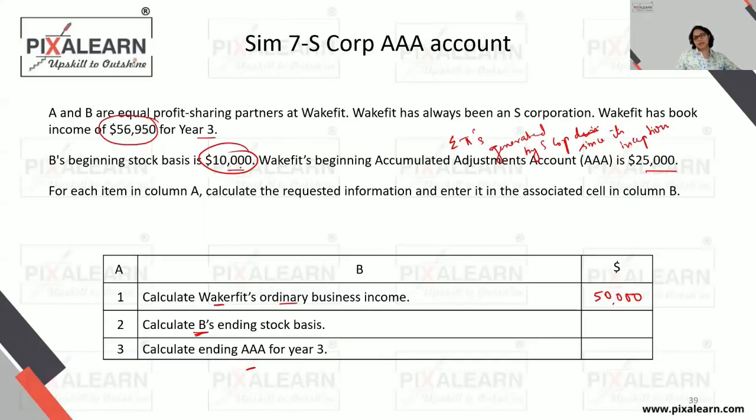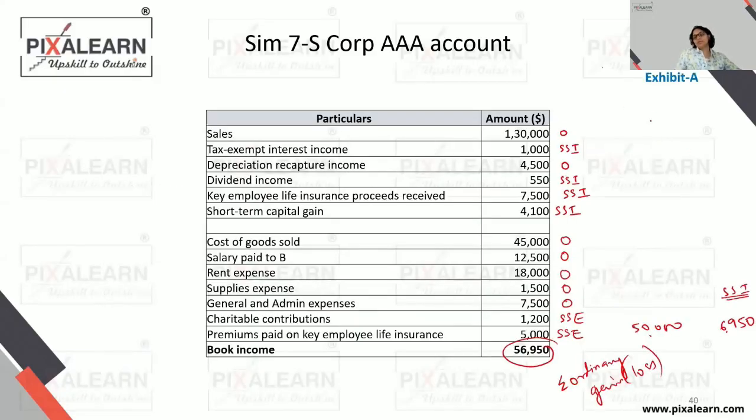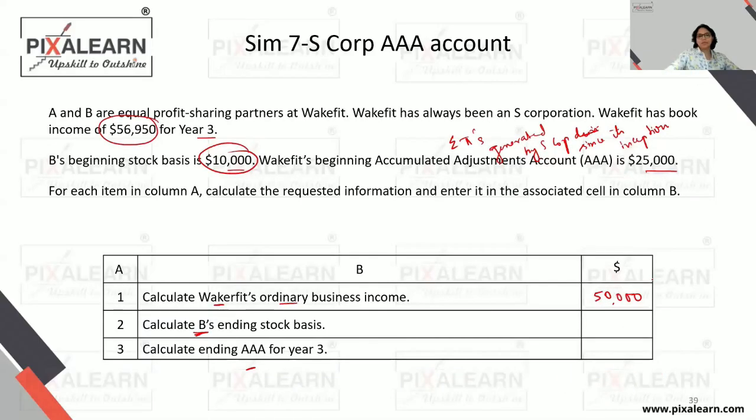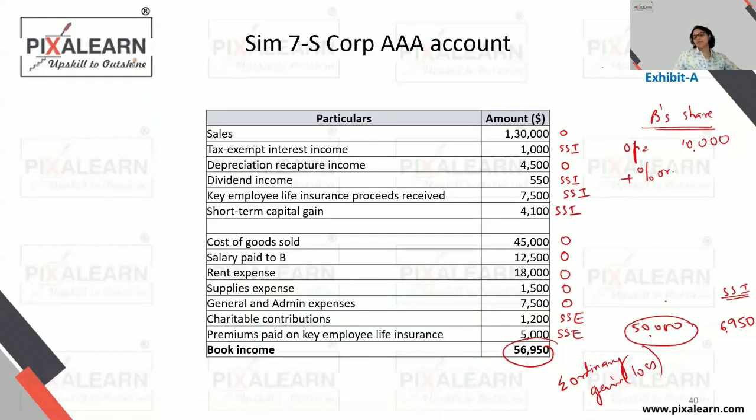Anybody? So I start with 10. If I take B's share, the opening would be 10, right? I started with 10, and then I'll add my share of ordinary business income, which is half of $50,000. B is a 50% partner, right? Equal profit sharing ratio. So I take half of 50, which is $25,000.